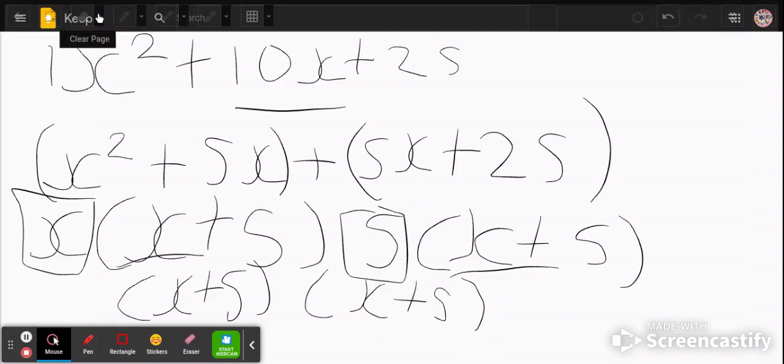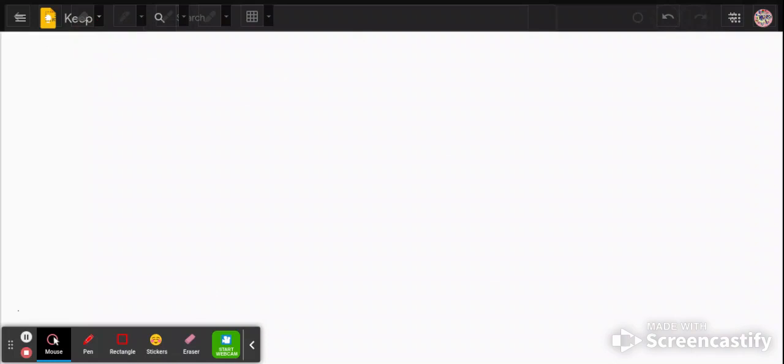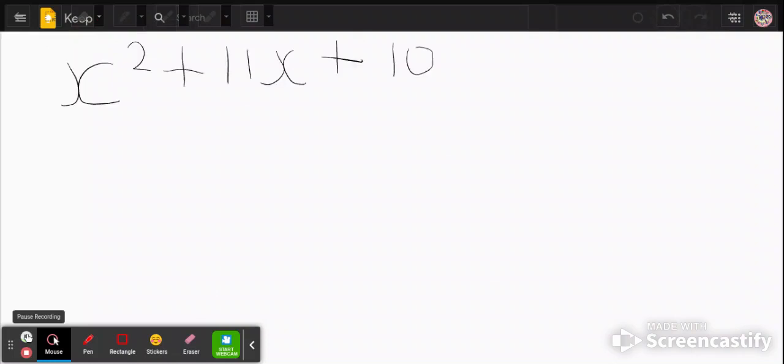Let's go to another example. Okay, this one is x squared plus 11x plus 10. So we need to do a times c. We need to multiply 1x squared times 10, which will give us 10x squared. So we did our first step.